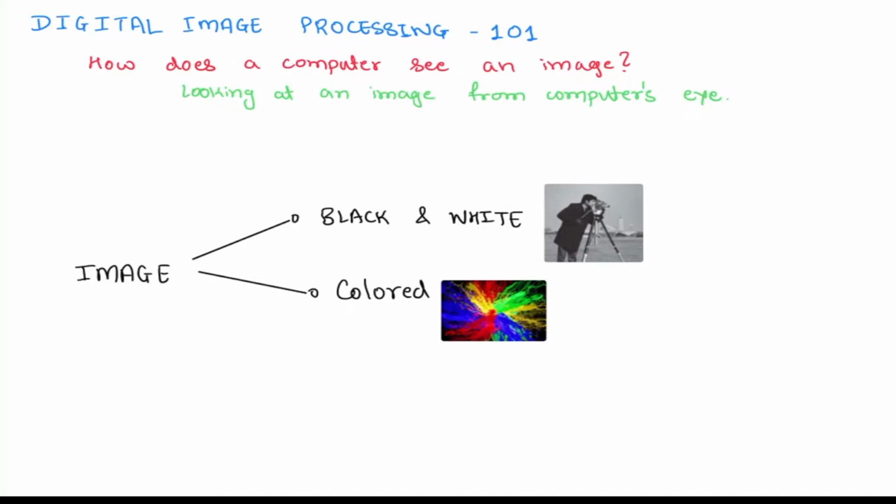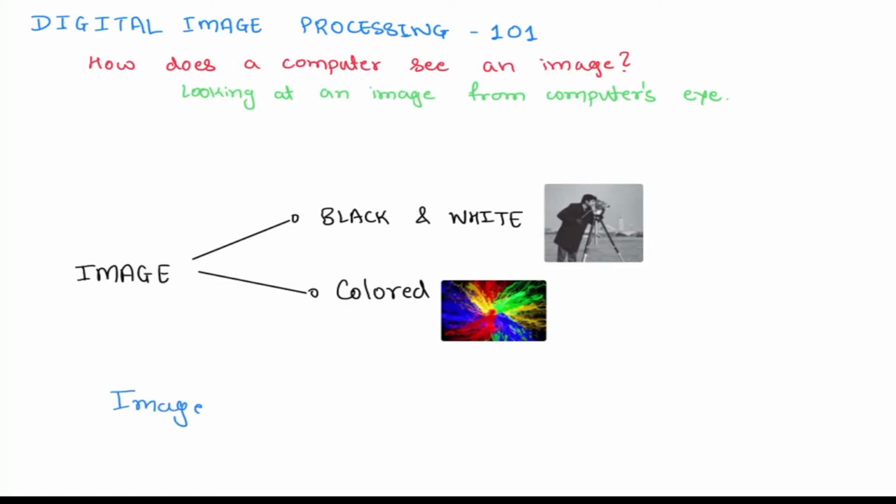Well, historically, black and white images came before the colored images. And the reason is that black and white images are simpler to represent in binary and therefore they can be easily communicated with computers. So just in order, we will understand how a computer understands a black and white image first and then we will move on to the colored images.